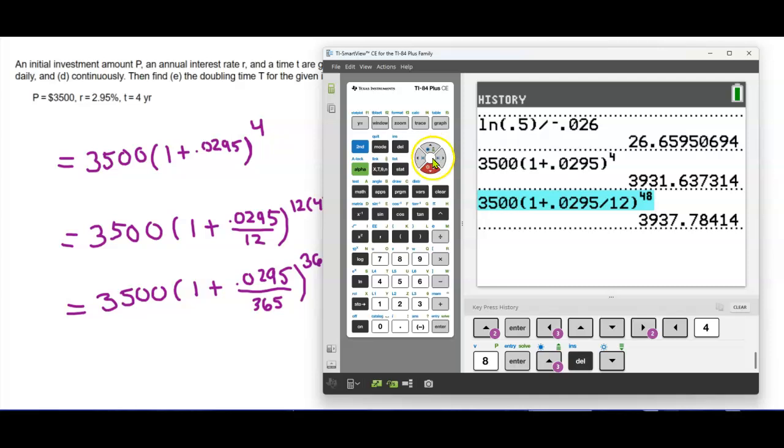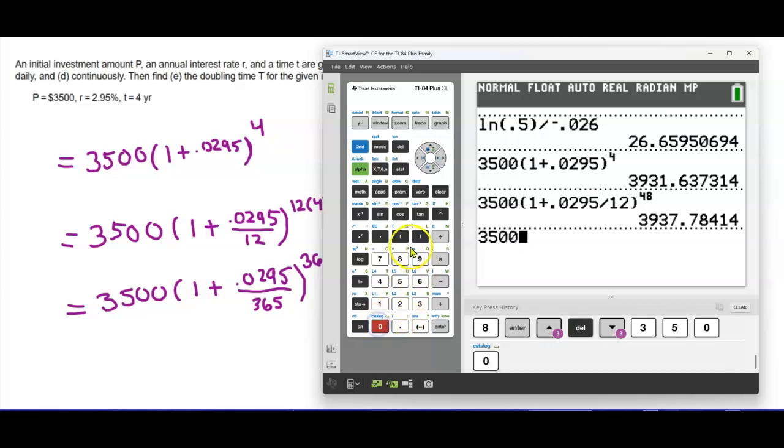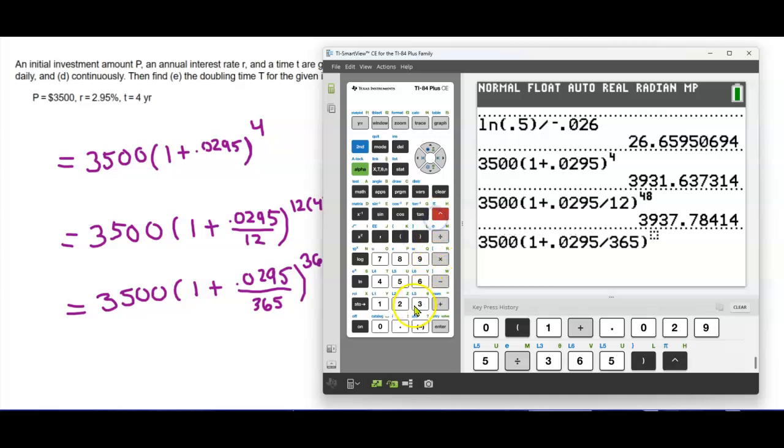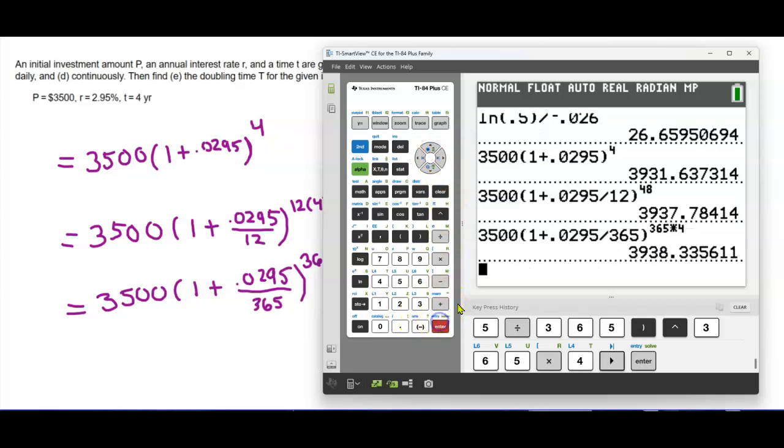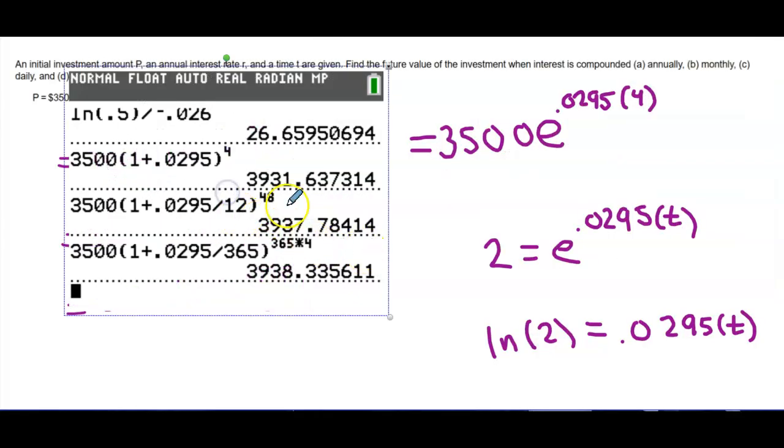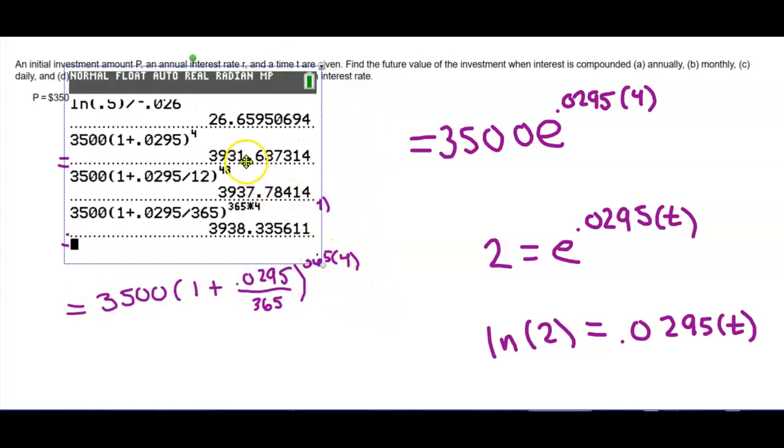Okay, so we got annually. And now we'll do daily. So this was 3,500 times 1 plus the growth rate now gets divided up into 365 pieces. And then we're going to raise it to 365 once per day times 4 years. And there's that output. And you can see these are pretty similar. The more often you compound it, the higher it is, but not by that much.